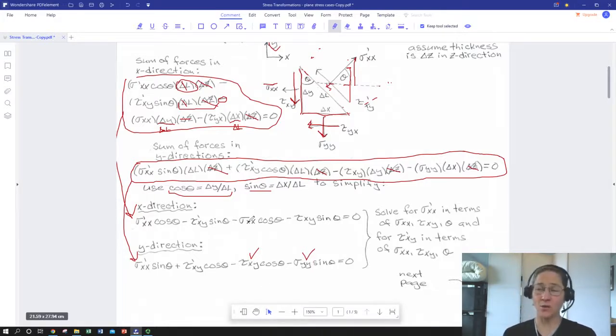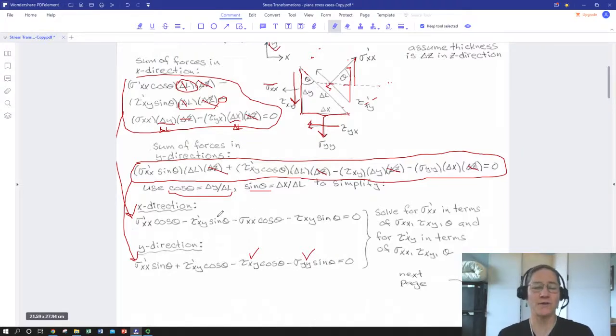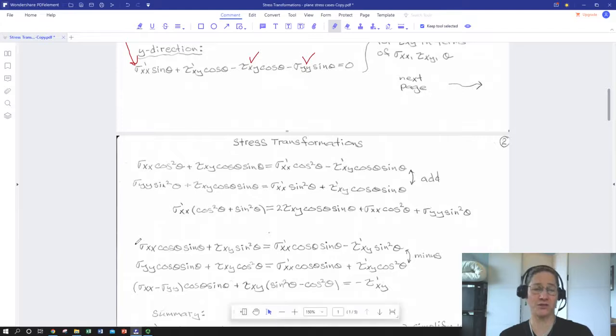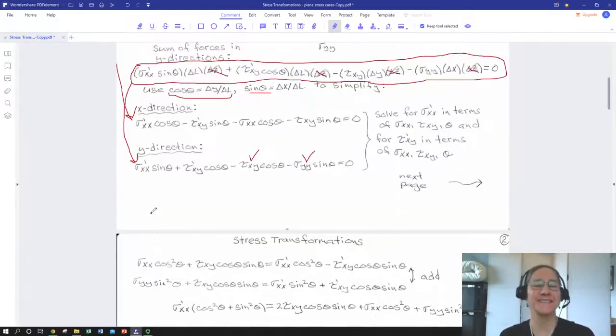What we have now are a set of parametric equations. So if we knew theta and we knew sigma xx and tau xy, we might be able to do something numerically, but as it turns out, we can use a little bit of additional math trickery to get an actual algebraic explicit expression for our sigma xx prime and our tau xy prime. That's right, the subscripts are really important here.